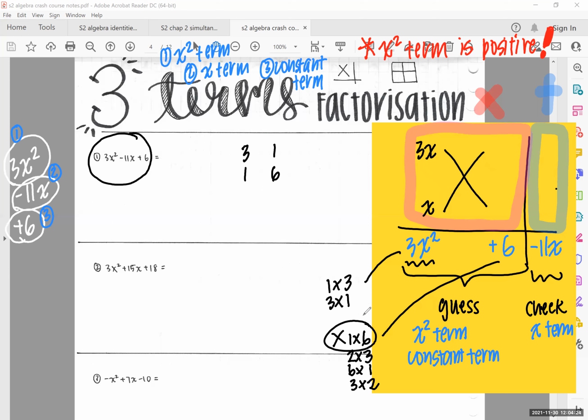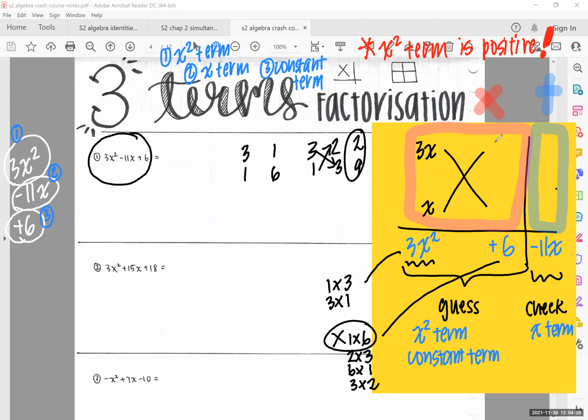This one is gone. Next, I'll try out 3, 1 with 2, 3. So I will cross. When I cross 3 with 3, it gives me 9. And when I cross 1 and 2, it gives me 2. So they realize that, hey, I can get 11 already. Correct or not? So is it like guess and check? Yes, it's guess and check. That's why it's called guess and check.